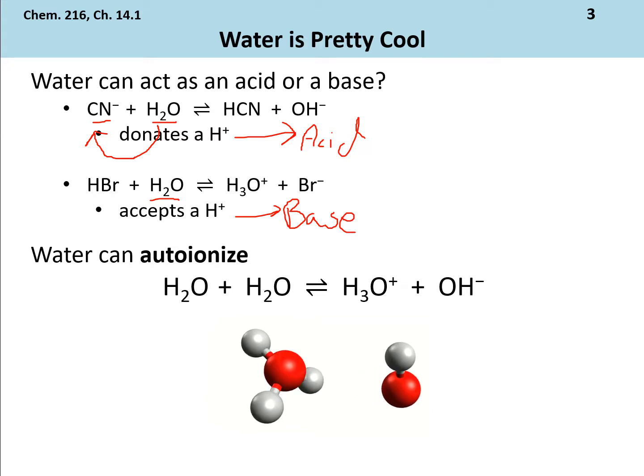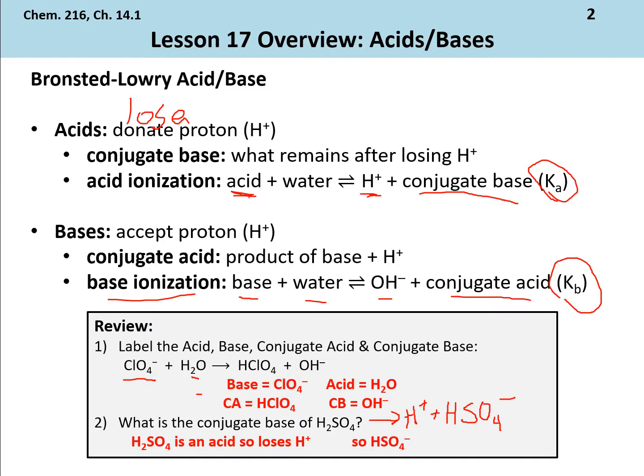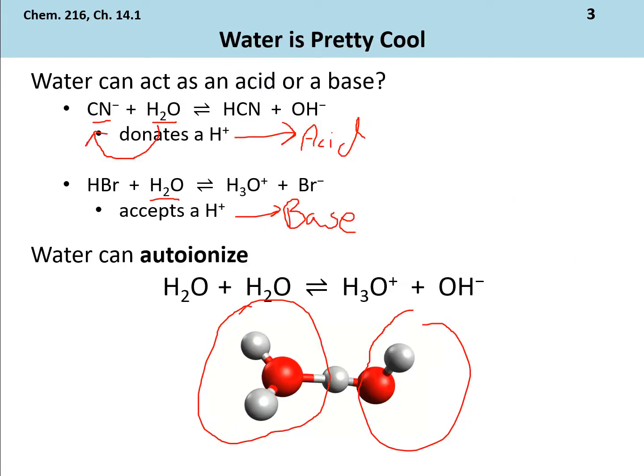And in fact, if I have two water molecules, like at the bottom, one of those water molecules can steal an H+ from the other one. This will form H3O+ and leave behind OH- over here. Okay? This is called autoionization. We talked about acid ionization and base ionization earlier. That's a base plus water. Autoionization is the reaction of water and water.